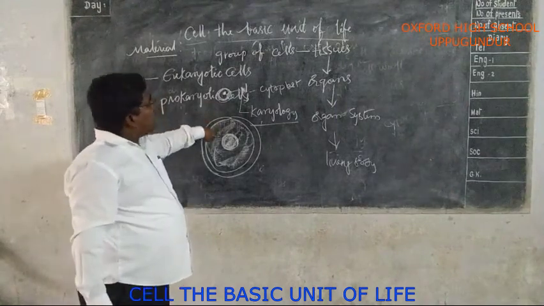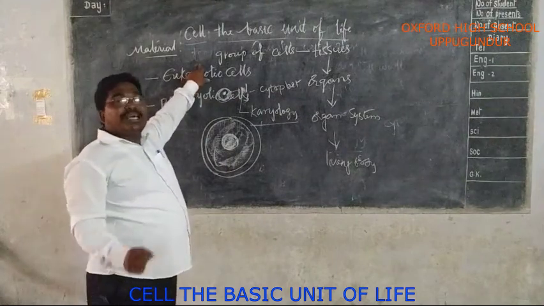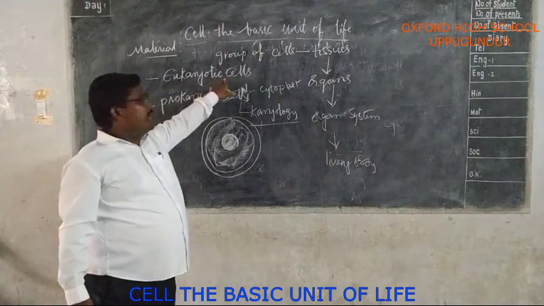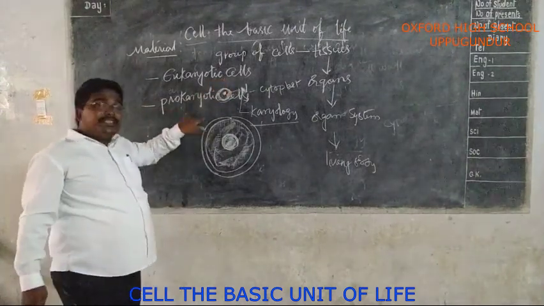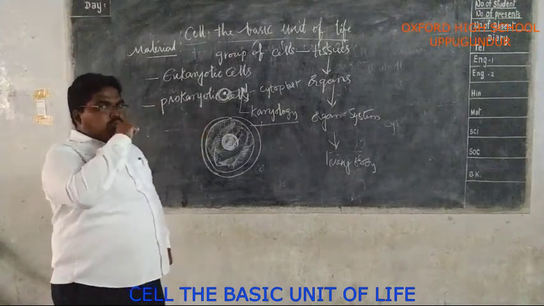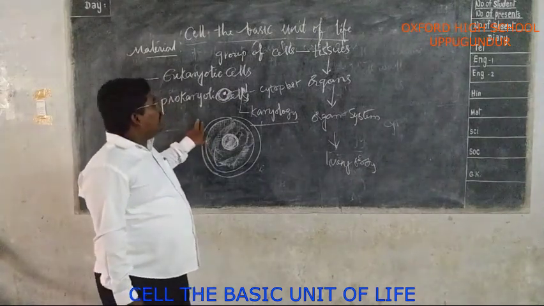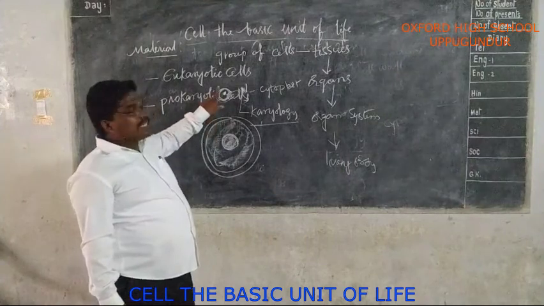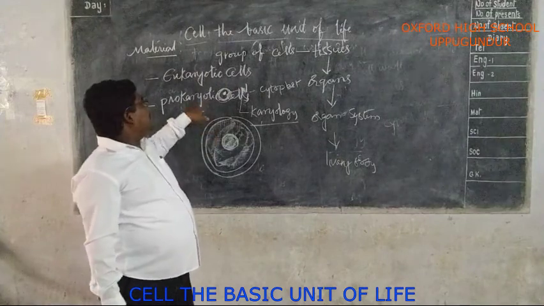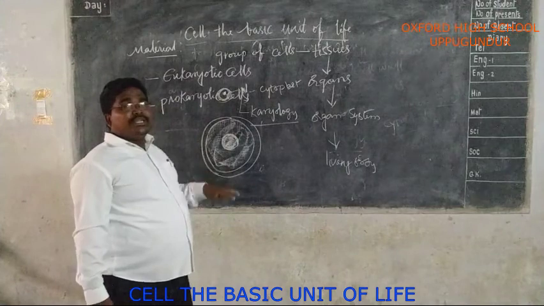If the nuclear membrane-bound nucleus is present, these are called eukaryotic cells, plant and animal cells. If the nuclear membrane is absent, those cells are called prokaryotic cells. Depending on the nucleus, the cells which contain the nucleus are called eukaryotic cells, and those which do not have the nucleus are prokaryotic cells. Okay, so up to here we discussed two types of cells.